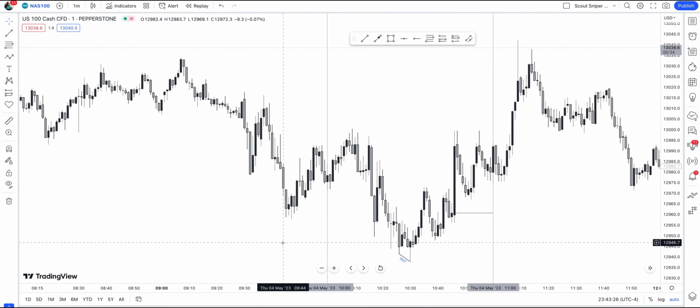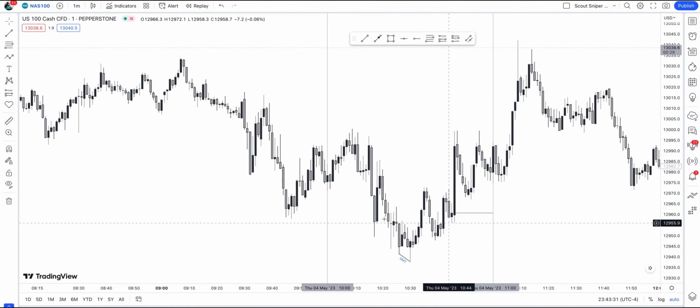So let's get right onto it. ICT says between this interval you have to be looking for either a sweep of liquidity or a trade into a fair value gap.